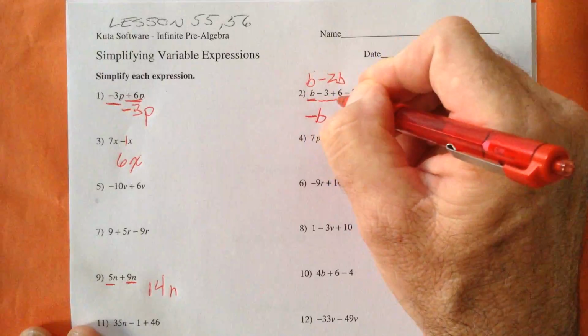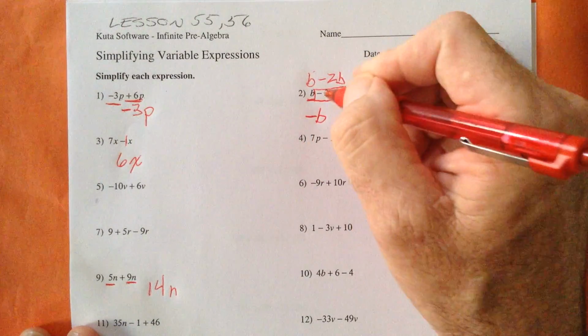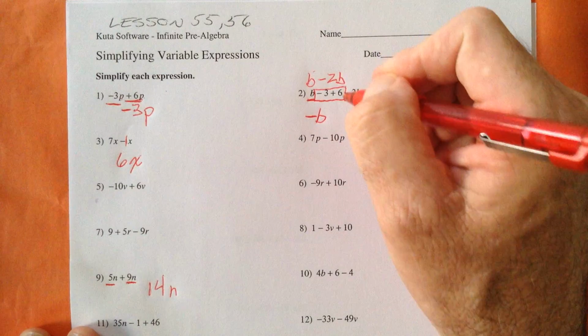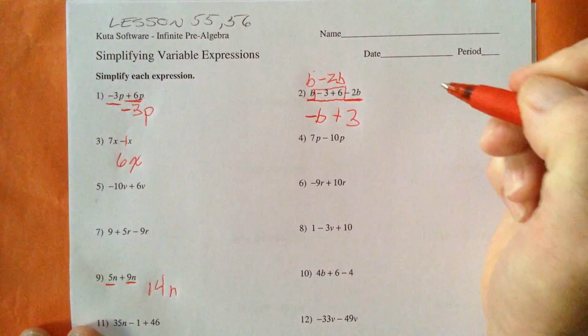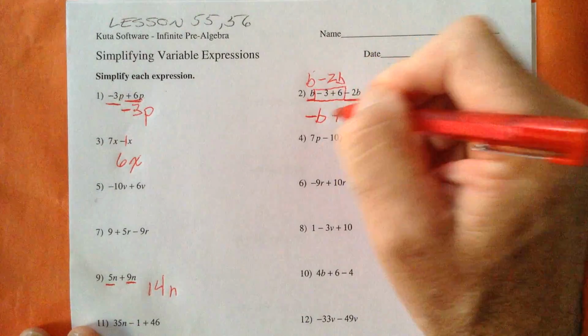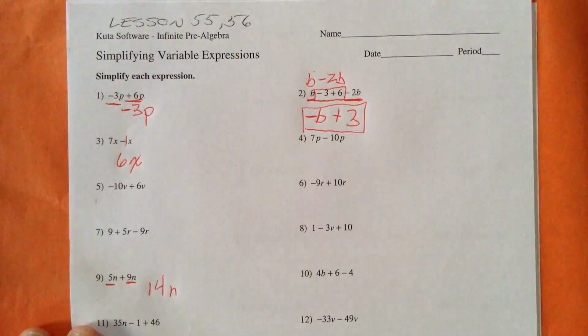But then I got this here. I got negative 3 plus 6. So if I go negative 3 plus 6, that would be a positive 3. So the answer of this one would be negative b plus 3. That would be the answer.